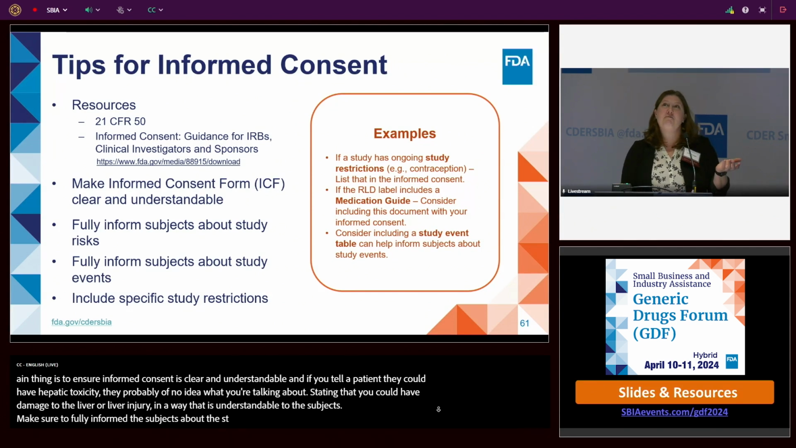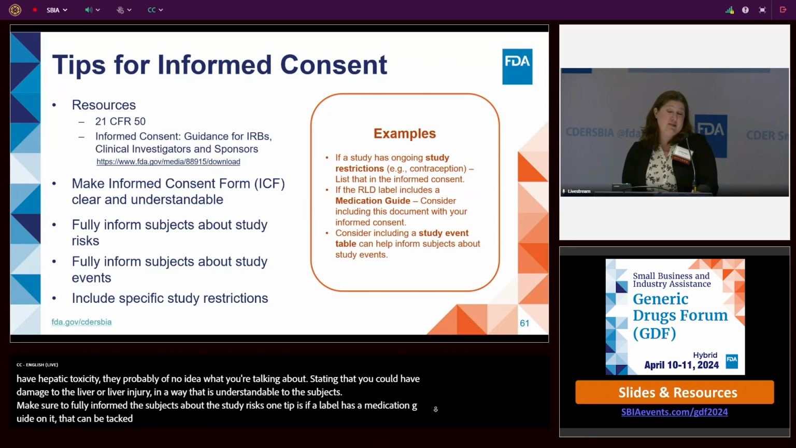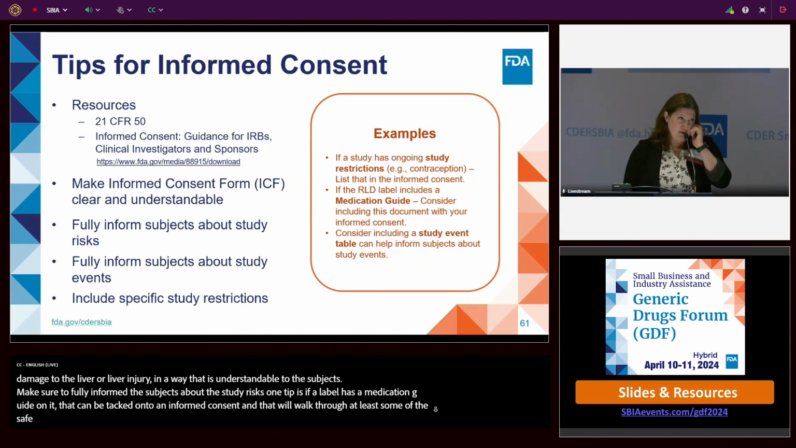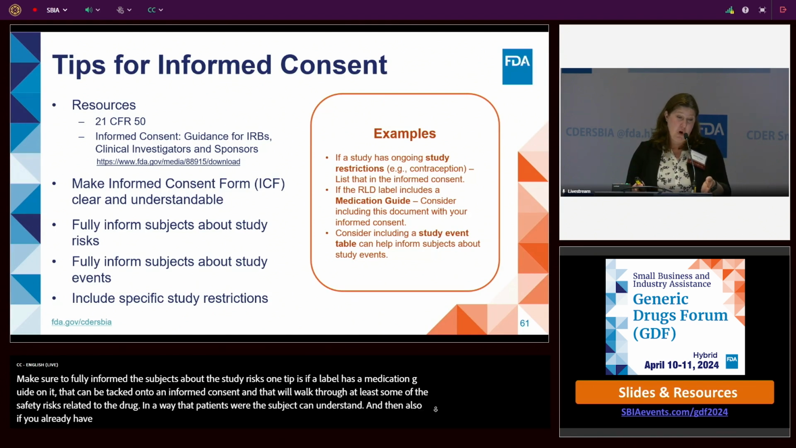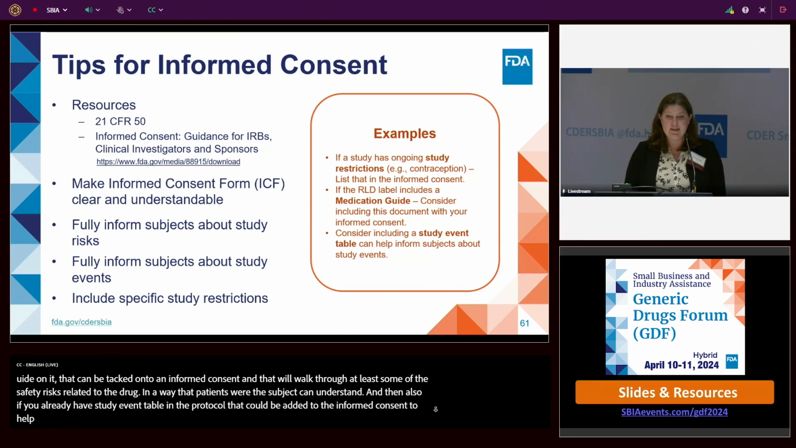One tip there is if the label has a medication guide on it, that can be tacked on to an informed consent, and that will walk through at least some of the safety risks related to the drug in a way that patients or subjects can understand. And then also, if you already have a study event table in the protocol, that is something that could be added to informed consent as well, in order to help fully inform the subjects about the study events.